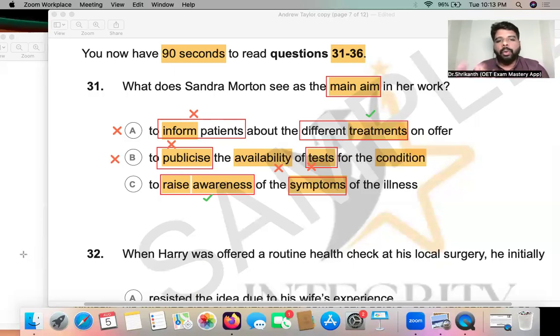So if people know that these are the symptoms of prostate cancer, then in the very beginning itself, they can go to the clinic and they can save their life. There is no need for them to wait until it reaches the advanced stage. This is what she is trying to say: to raise awareness regarding the symptoms of the illness. So answer option C will be the right answer. C is a little bit directly mentioned there, and at the same time, it is very easy for us to eliminate A as well as B.